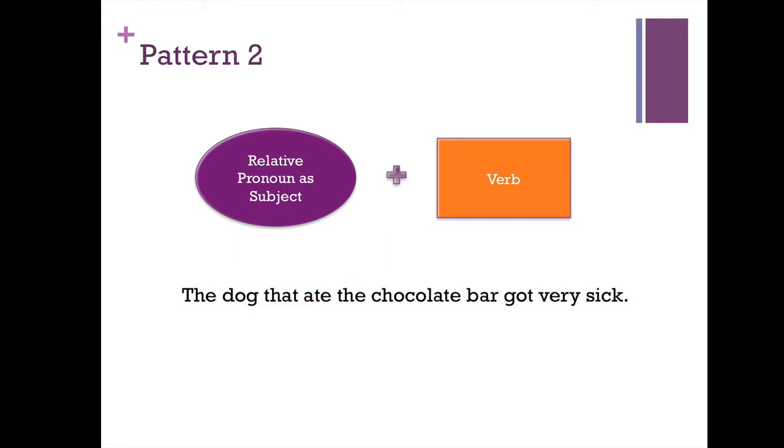The dog that ate the chocolate bar got very sick. First, our relative clause, and remember, we're going to be looking for a relative pronoun that starts it out. And there it is, that. And in this case, that also serves as the subject for the verb ate. And the whole clause, that ate the chocolate bar. Which dog? The dog that ate the chocolate bar. That ate the chocolate bar is referring back to dog and tells us which dog we're talking about.